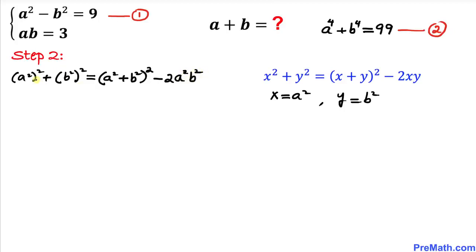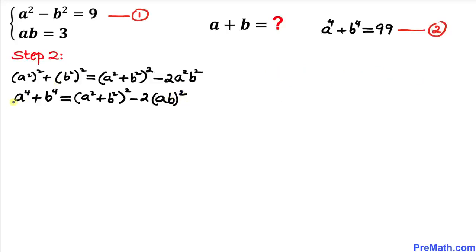And now let's apply the rules of exponents. So on this side, a square and power 2 is going to become a power 4, likewise plus b power 4 equals, I'm going to leave this one as it is, a square plus b square whole square minus 2 times a square b square, which could be written as ab then whole square.